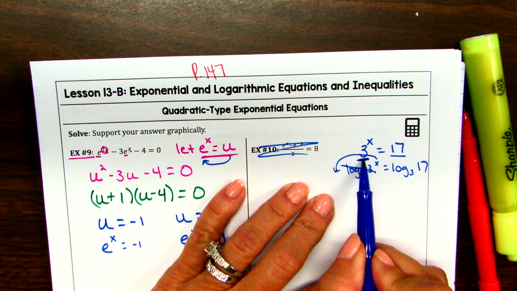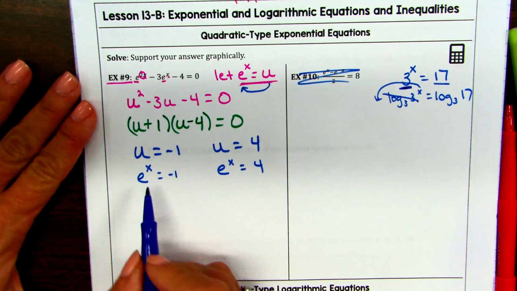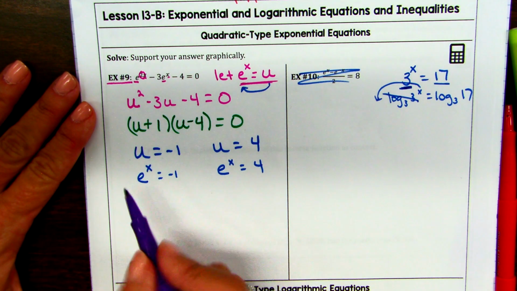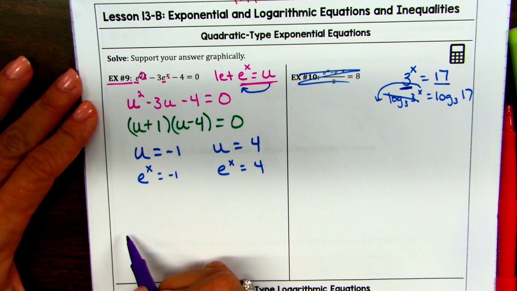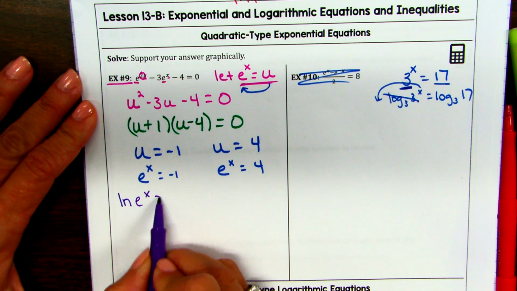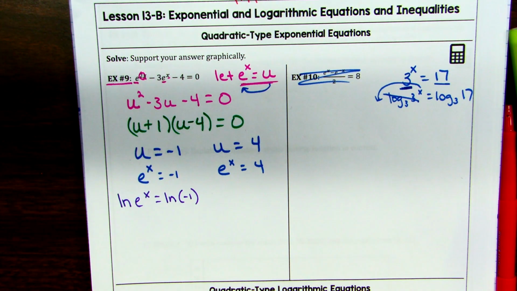So whatever this base is, that's the base of our log. Well, in this problem, our base is e. What are we going to use that has a base e? ln. Yes. So I'm going to give both sides an ln. Remember, you can do anything you want as long as you do it to both sides. So I gave both sides an ln.